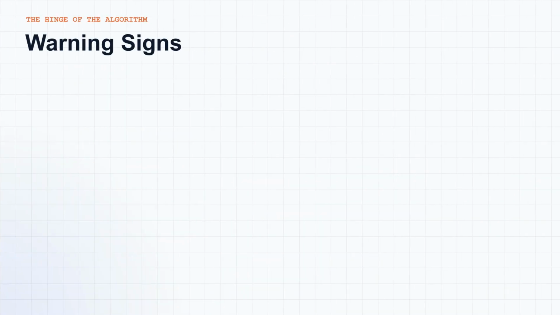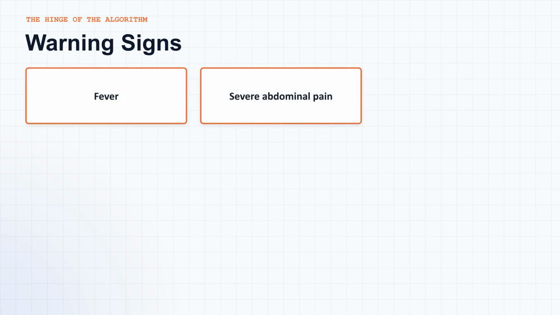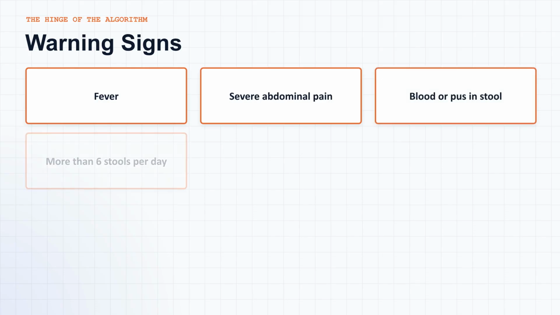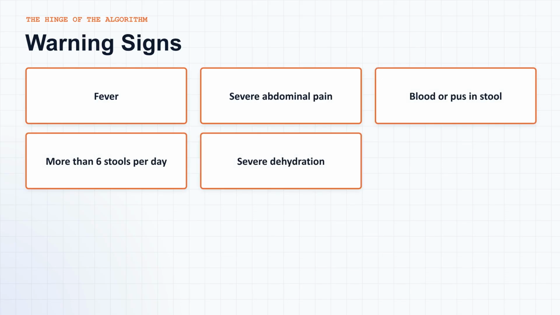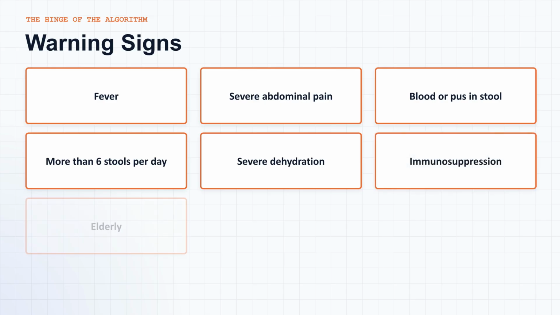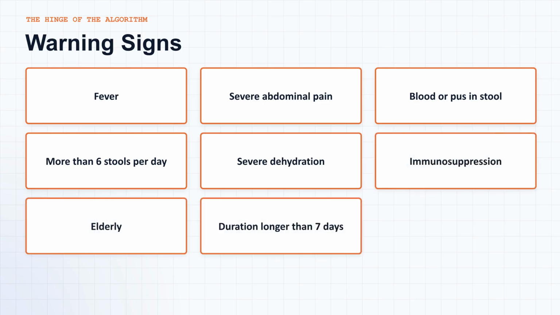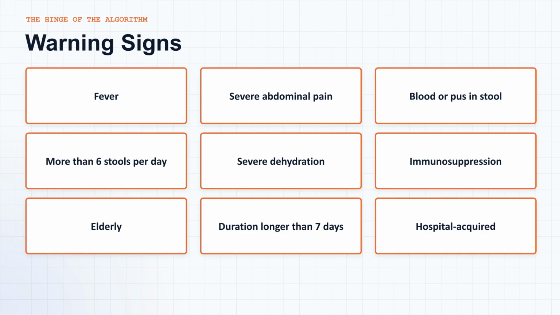These are the warning signs, and they are the hinge of the whole management algorithm. Fever, severe abdominal pain, blood or pus in the stool, more than 6 stools a day, severe dehydration, immunosuppression, advanced age, duration longer than 7 days, and diarrhea that began in the hospital. If none of these are present, you are almost always looking at supportive care and nothing more. If any of them are present, you escalate.